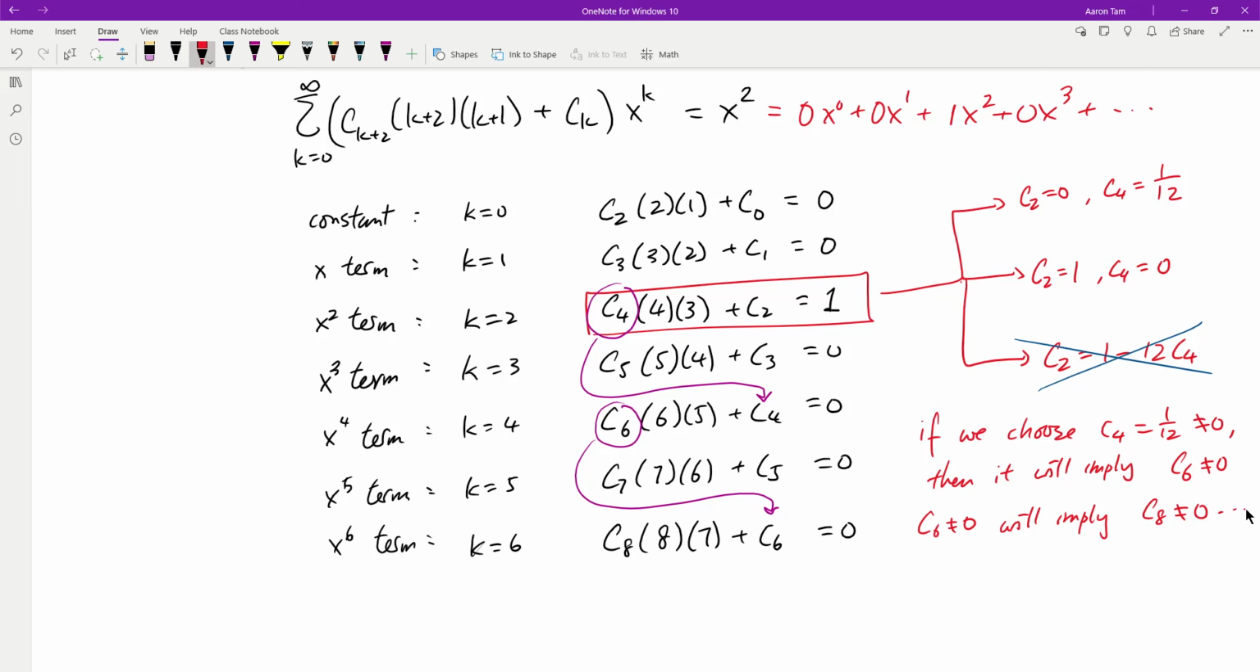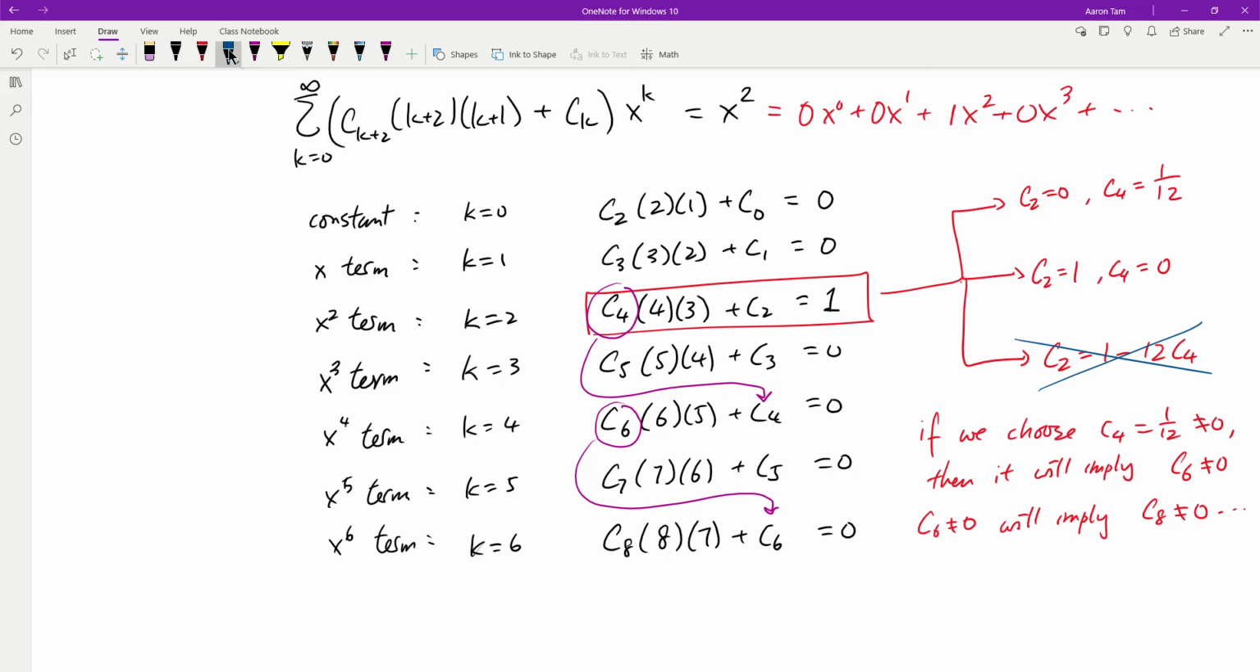And that would imply that we will need to find out what c sub 6 is. And then when we have c sub 6, we'll have to find c sub 8. And once we have c sub 8, we have to find the next one, which is likely c sub 10, and so on and so forth. That seems like a long process. Why would we do it that way?